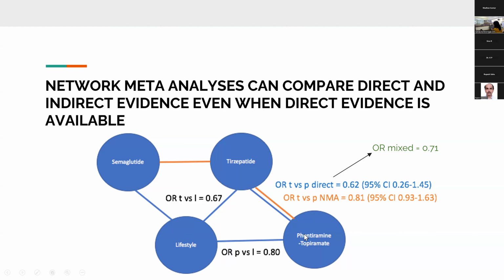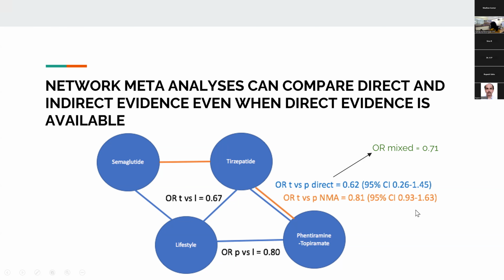to add another arm here, which is phentermine topiramate, which is another anti-epileptic and appetite suppressant drug that is used for obesity. Suppose you had a trial that compared tirzepatide and phentermine topiramate. You could get an odds ratio from the direct evidence. Then, because you have this arm, which is tirzepatide versus lifestyle, and this arm, which is phentermine versus lifestyle, you can calculate an indirect odds ratio as well. And you can combine these two to make a mixed odds ratio.